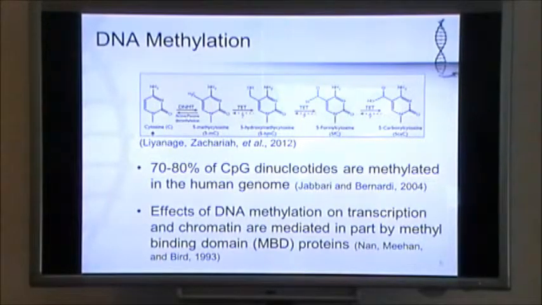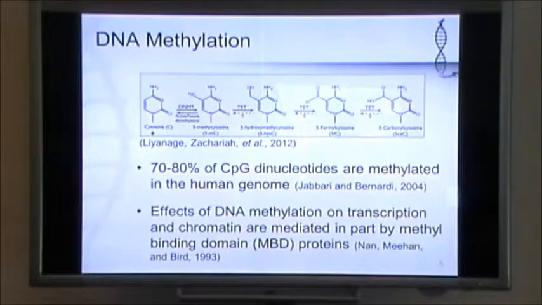DNA methylation in mammals occurs on the cytosine residues of CpG dinucleotides. The main proteins involved in this process are the DNA methyltransferases, which first deposit a methyl group on cytosine, and then the TET proteins, which catalyze a further modification to hydroxymethylcytosine. 5-methylcytosine, I'll abbreviate 5-mC, and 5-hydroxymethylcytosine, I'll abbreviate 5-hmC. Just to underscore the importance of this modification, roughly 70 to 80% of CpG dinucleotides are methylated in the human genome.